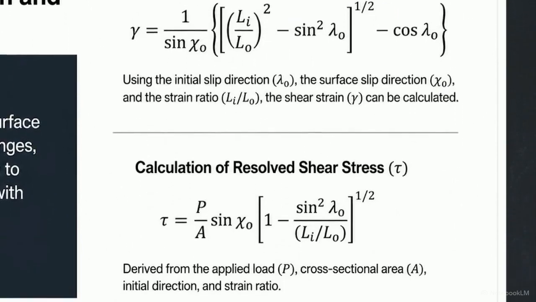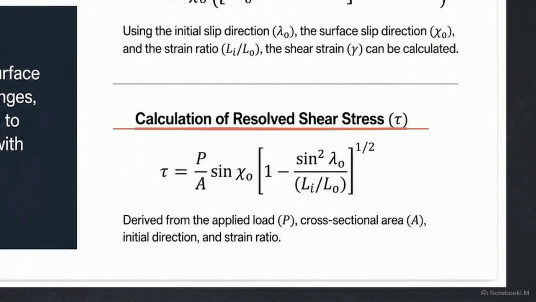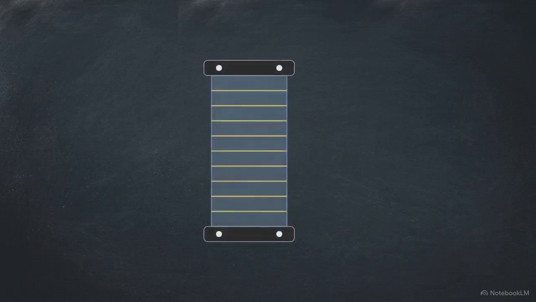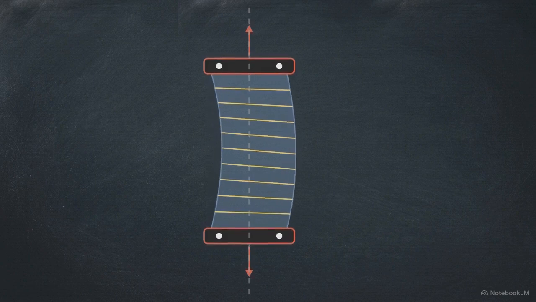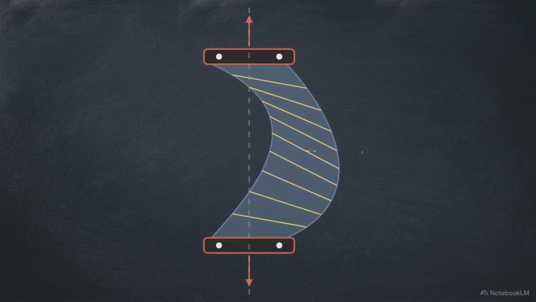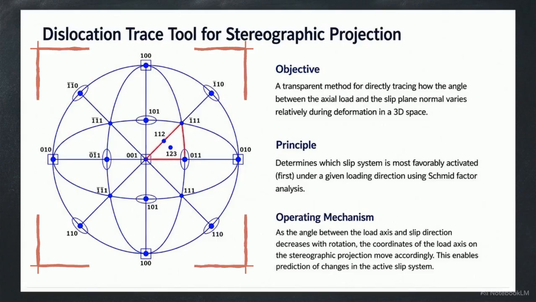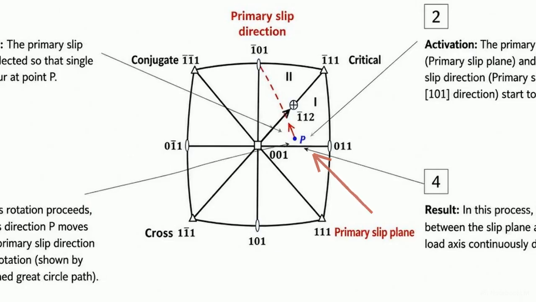As these dimensions shift, the changing slip direction angles continuously redefine the resolved shear stress required to sustain deformation. Even in an isolated single crystal, boundary constraints impose a continuous geometric reorientation during plastic flow. To track these rotating angles and plane normals in three-dimensional space, we utilize stereographic projections. This allows us to map the trajectory of the load axis, point P.